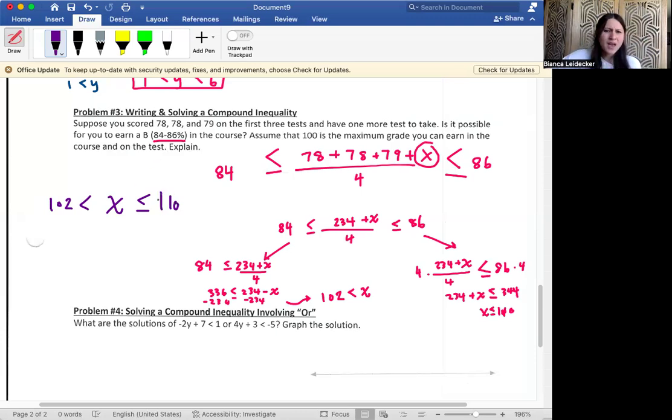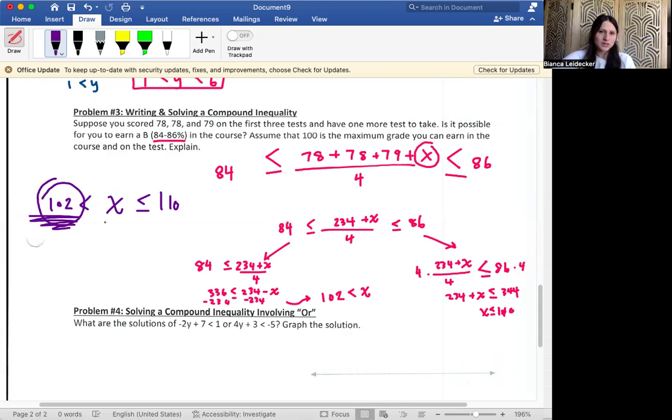Now, looking at this, is it possible for you to get a B if you earn these C pluses on all 3 tests and then you have a 4th test that you're taking? No, you're not going to be able to earn that B because you can't score higher than 100. And you would have to score a minimum of 102 points in order to get an 84%. So you can maybe keep your grade up as like a high C, but I don't think you're going to be able to get that B here.